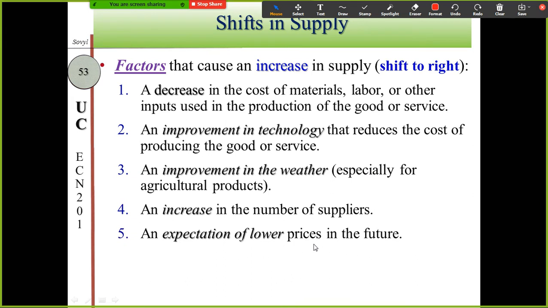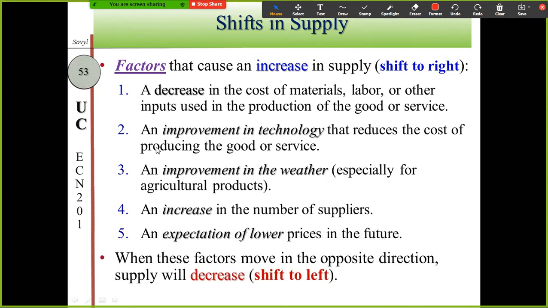An expectation of lower price in the future. This is also the other condition that makes supply increase today, or the supply curve move to the right today. For example, next week or next month, you are a supplier, you are a seller, you expect that next month the product that you sell will be at a low price. That's why this month or this week you try hard to sell more. When you sell more, it means the quantity supplied that you sell into the market increases. Okay, so these are the factors that make the supply curve move to the right hand side, or that make quantity supplied go up. But among these, cost plays an important role.